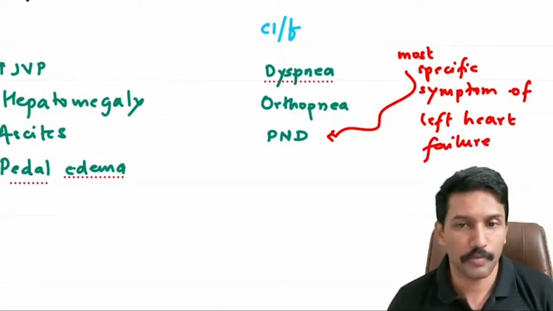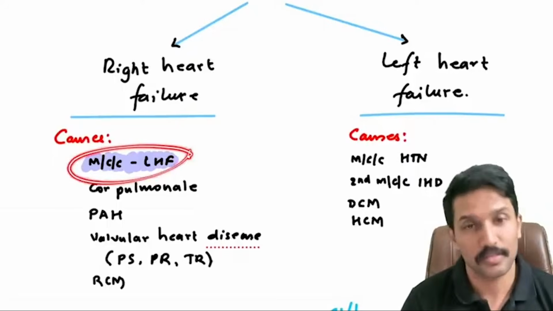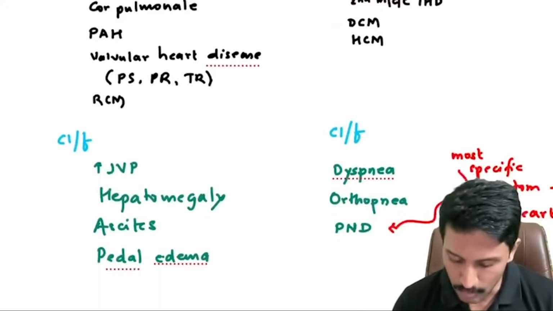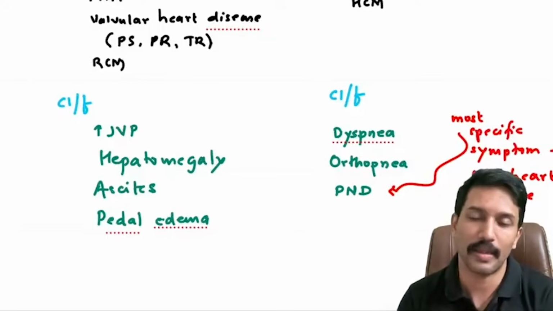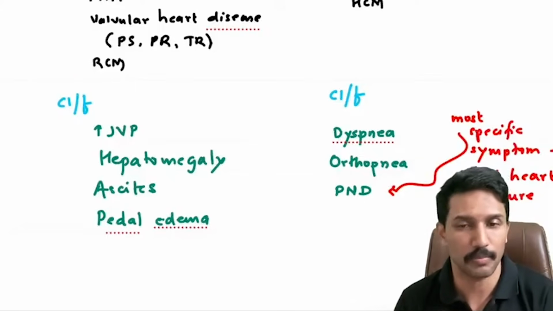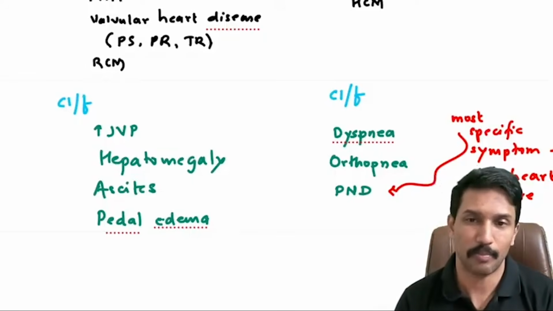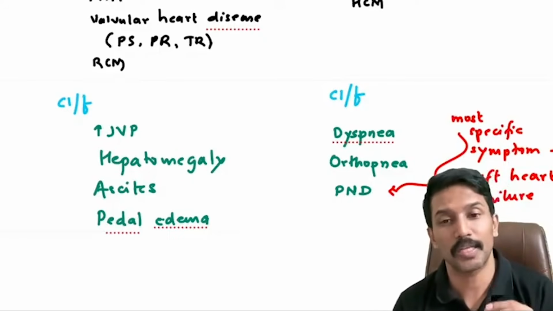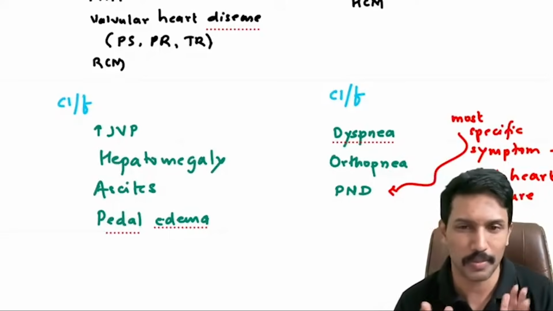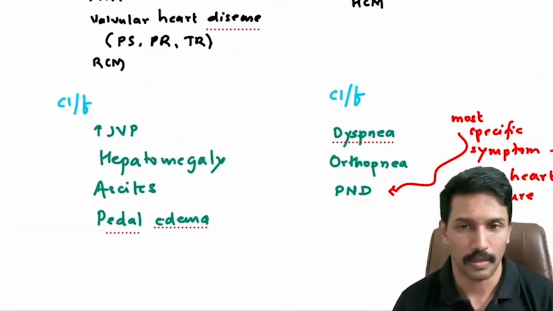If at all you have a heart failure bedside case, your teachers are very much likely to ask what is the most common cause for right heart failure. They are also very much likely to ask the mechanisms behind orthopnea, PND, and what is the most specific symptom of left heart failure. Orthopnea can happen in patients with diaphragmatic palsy, massive ascites, massive obesity, or even sometimes after a heavy meal. Most of you might have experienced it. So orthopnea is not specific, but PND is specific to left heart failure.